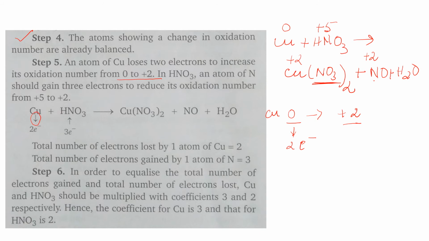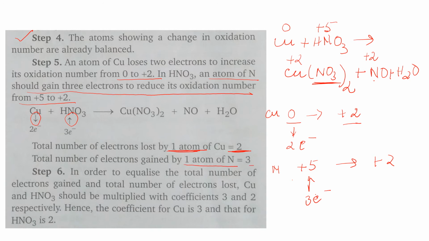In HNO3, an atom of nitrogen should gain 3 electrons to reduce its oxidation number from plus 5 to plus 2. Now, nitrogen is going from plus 5 to plus 2. That means it is gaining 3 electrons. So I have shown it here with the upward arrow. So the total number of electrons lost by one atom of copper is 2 and the total number of electrons gained by one atom of nitrogen is 3.